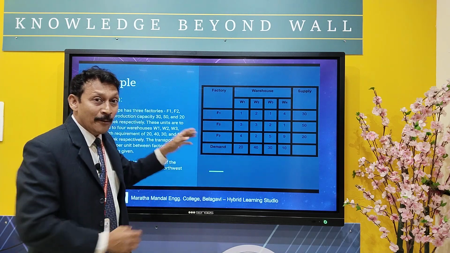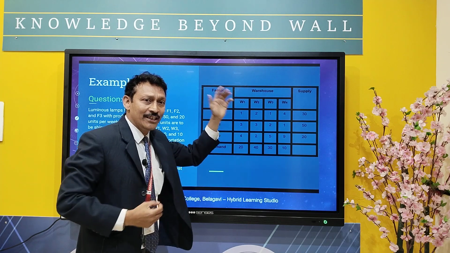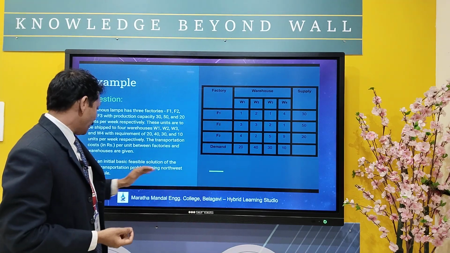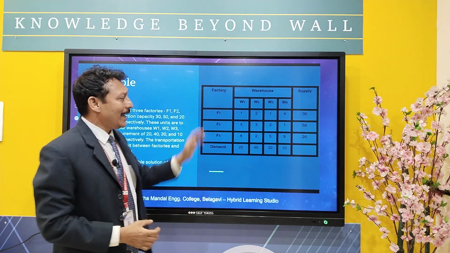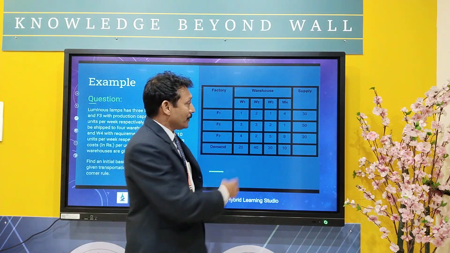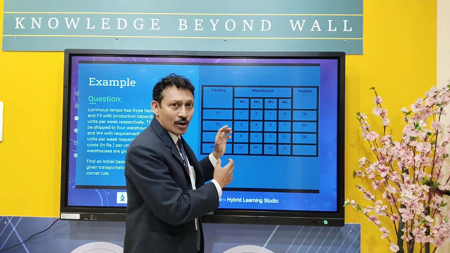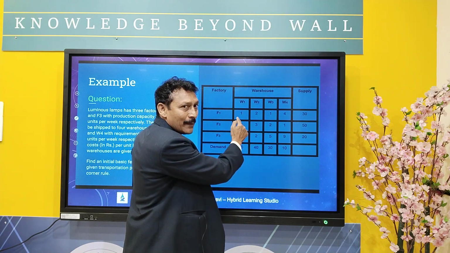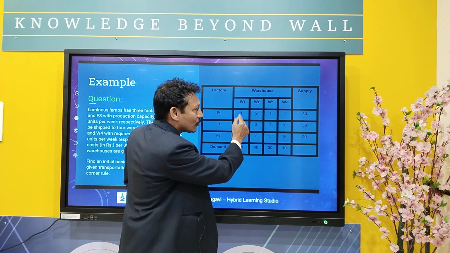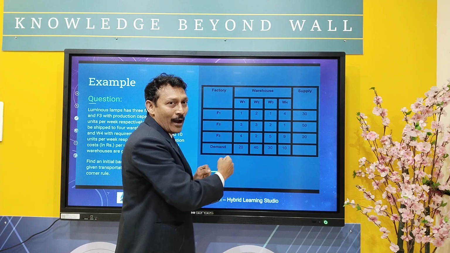These are the origins from where we have to transfer the goods, and the warehouses are the destinations. Now one by one we will see how to solve this problem with the help of the three steps. This is the transportation matrix, so we go with the northwest corner method. This is the northwest corner cell, so we have to allocate as much as the requirement.